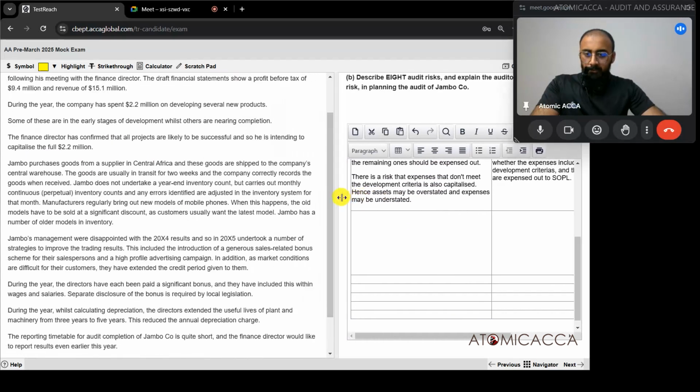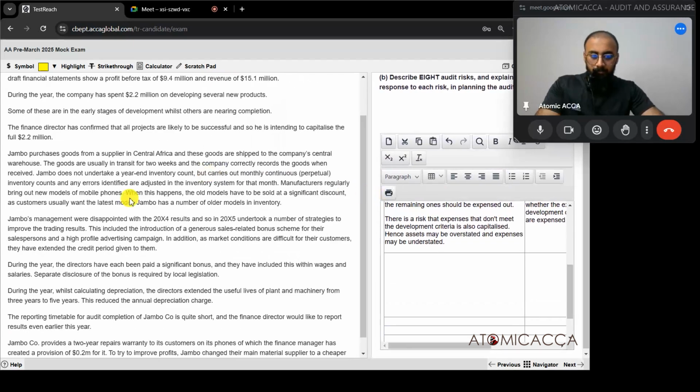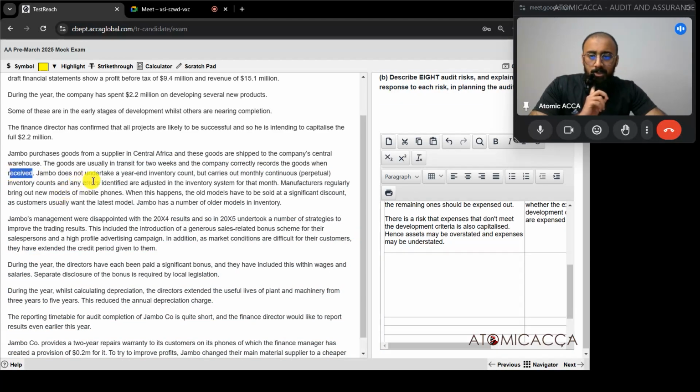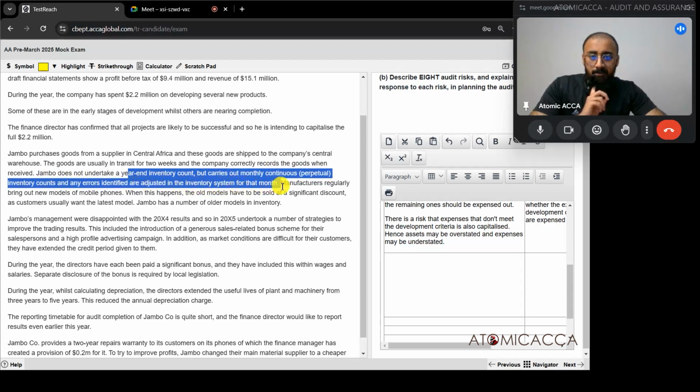So let's start reading from here. Jambo purchases goods from a supplier in Central Africa, and these goods are shipped to the company's central warehouse. The goods are usually in transit for 2 weeks, and the company currently records the goods when received. Jambo does not undertake a year end inventory count but carries out monthly continuous perpetual inventory counts, and any errors identified are adjusted in the inventory for that particular month.